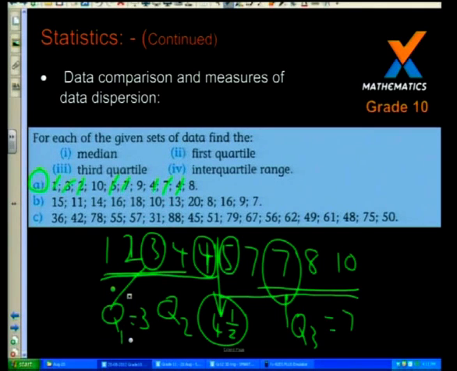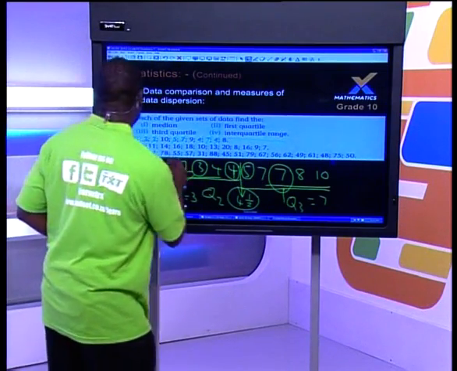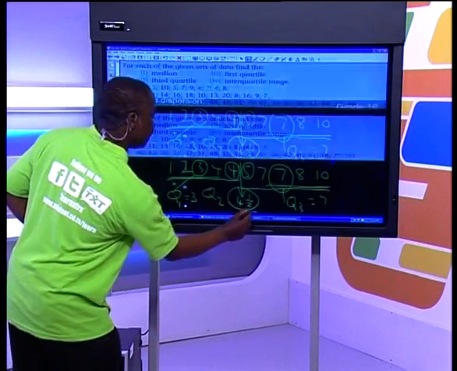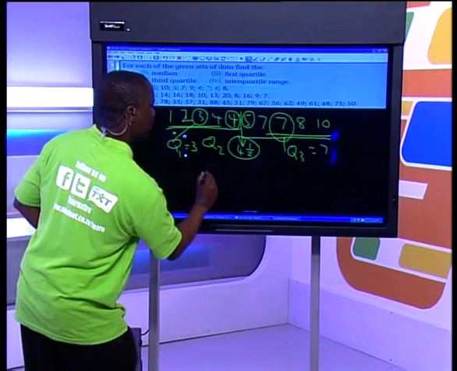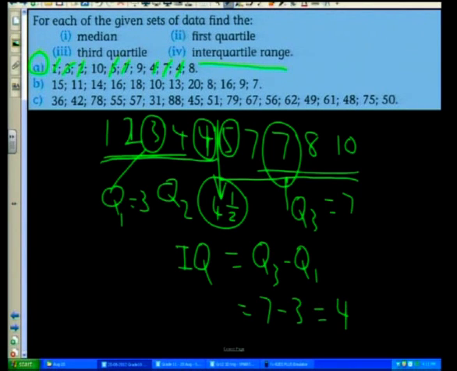All right, so we found the first quartile, the third quartile, and we also found the first quartile because we need to find the interquartile range. So our interquartile range for this data will be, let's represent it as interquartile. Interquartile range will be your Q3 take away your Q1, which becomes 7 take away 3. That is your interquartile range. All right, that was the first data.